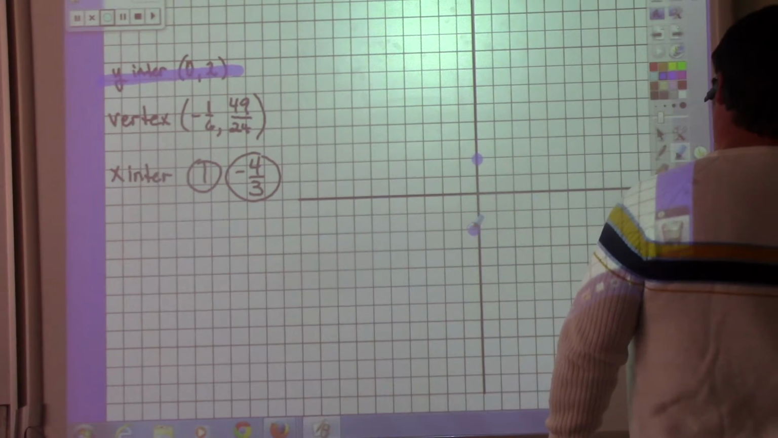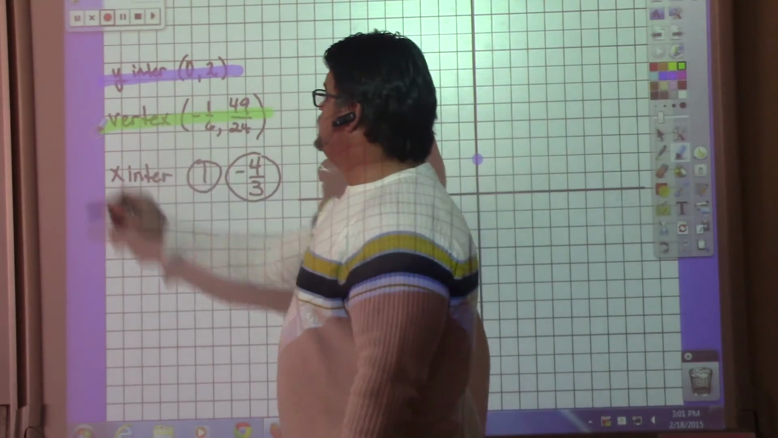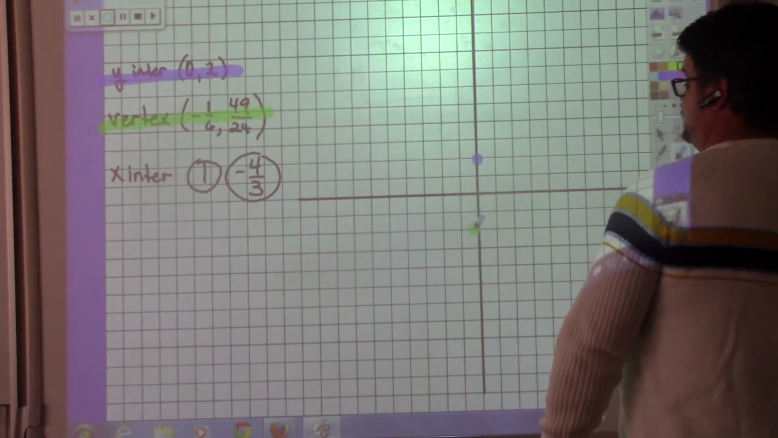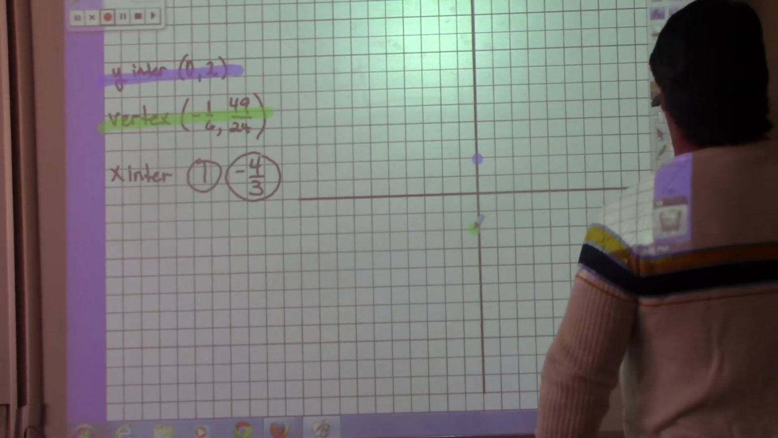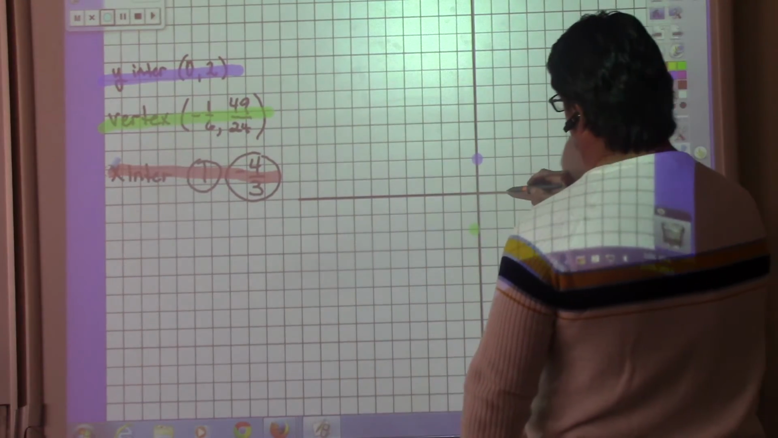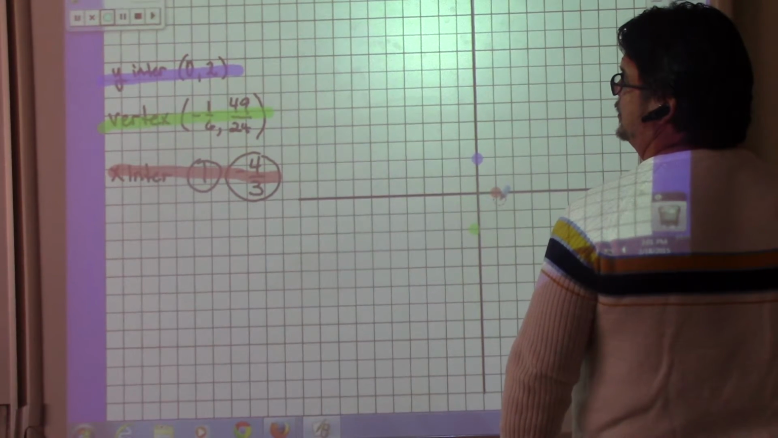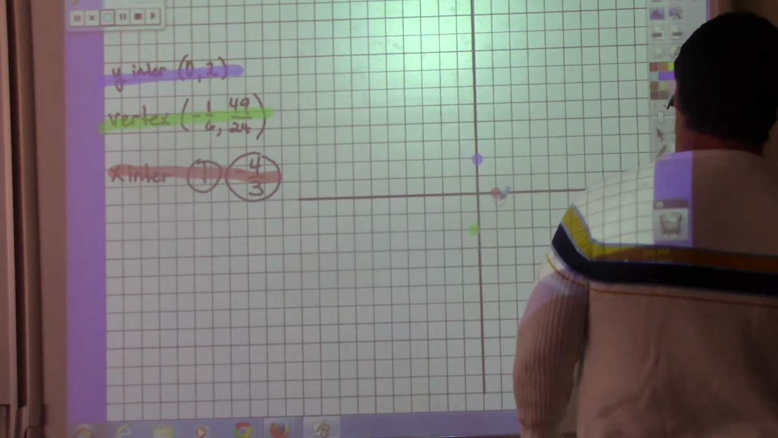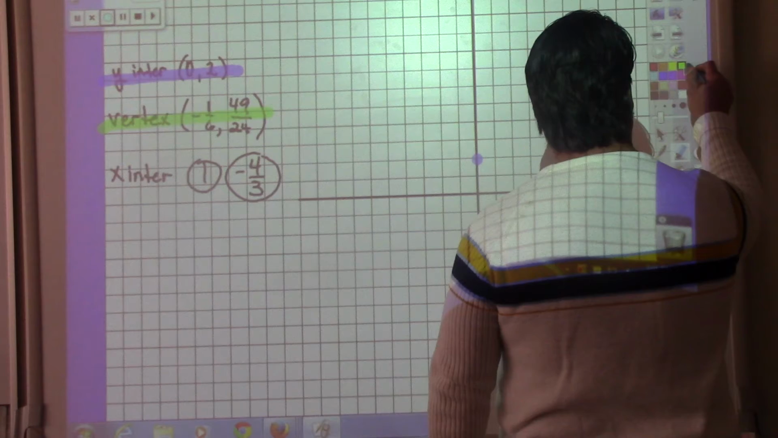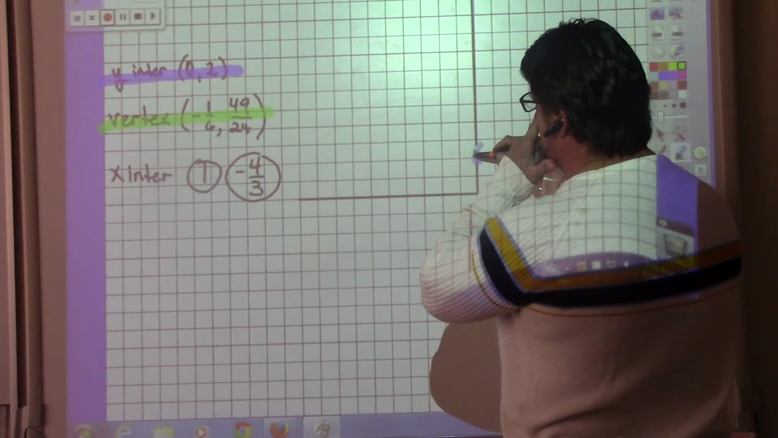Well, let me change that to green. Negative 1/8 and negative 2. And then the x-intercepts will be negative 1/6 and positive 2. It's a little bit more than positive 2.